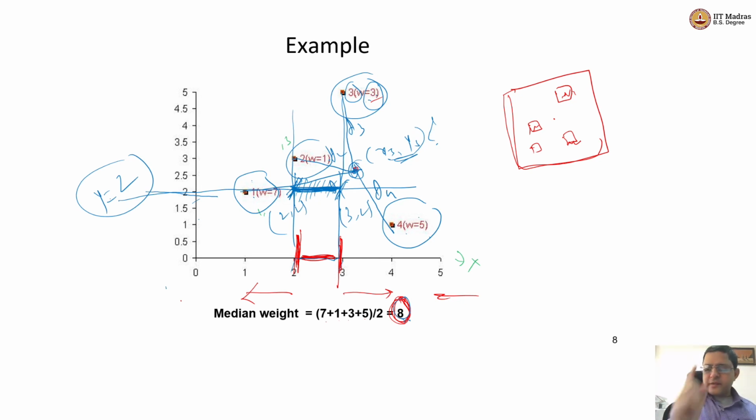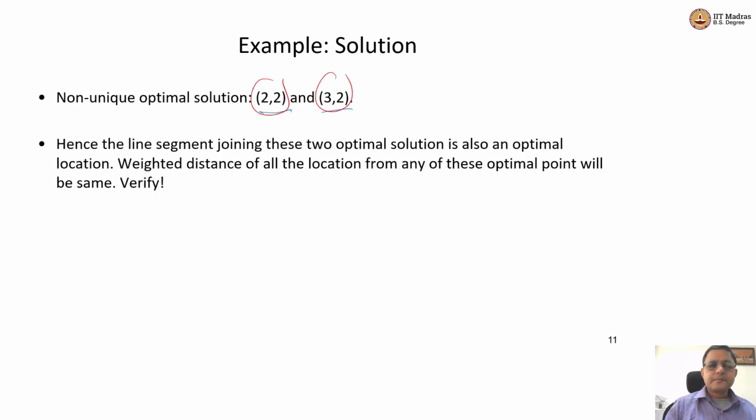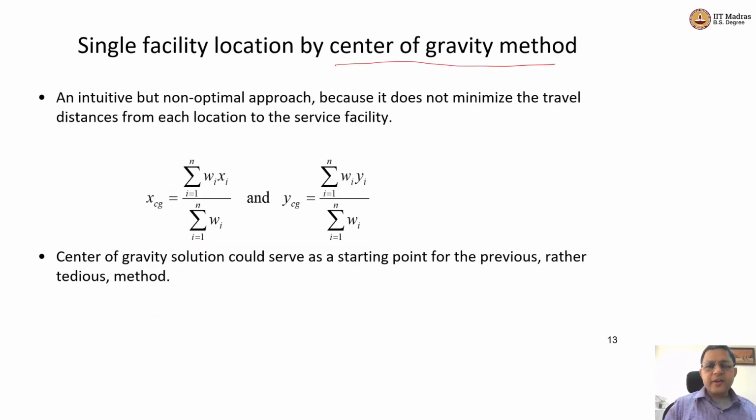So what is that single location where the complete tray balances? I can honestly tell you that I have tried and failed. What is that single location? That single location is the center of gravity, right? So what is that center of gravity solution? The x coordinate will be the sum of wi into xi divided by the sum of wi. The y coordinate will be the sum of wi into yi divided by the total of wi.